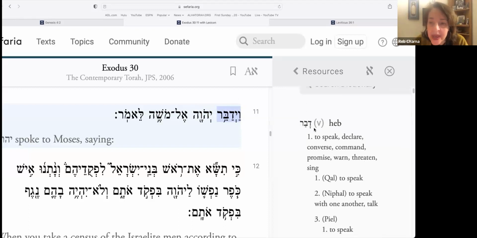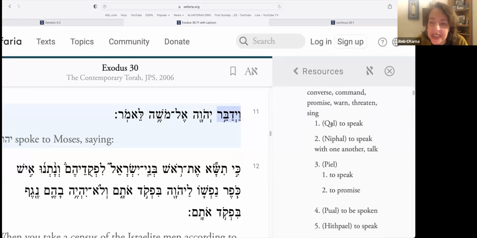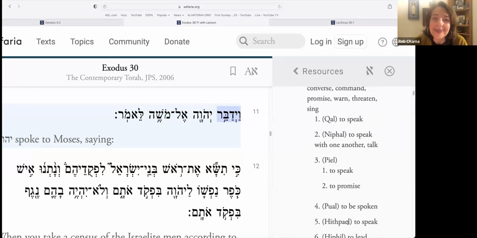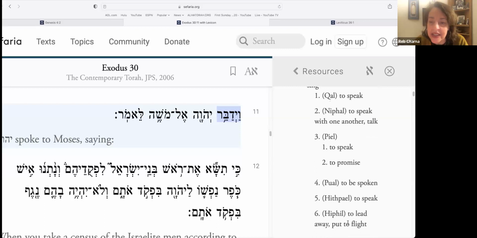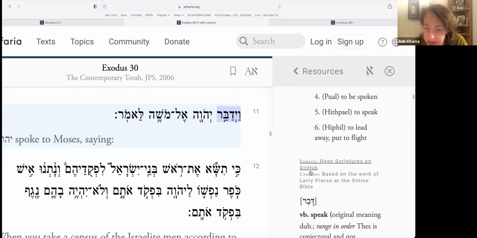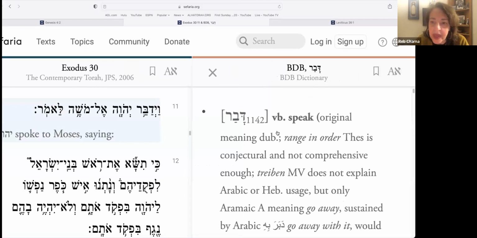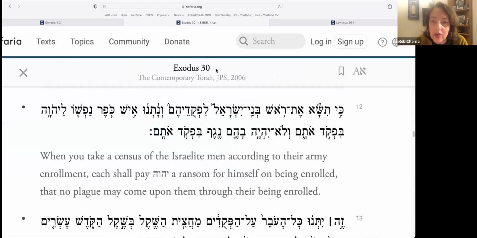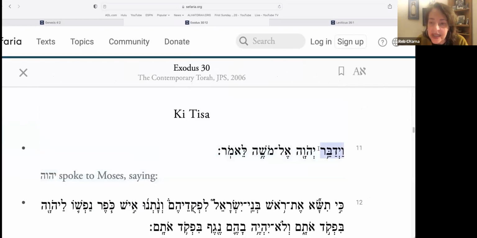We have now the verb daber, which means to speak, declare, converse, command, promise, warn, threaten, sing. It'll tell you the different conjugations or the binyan, how in the kal it means one thing, the nifal another, the piel another, the pual another, etc. So there are 7 different binyanim, building blocks of conjugation, if you will, and it'll tell you what it means there, and it'll tell you the source for that. If you want the BDB, which drives us all crazy, it'll tell you that. So you can actually use this as a translator.